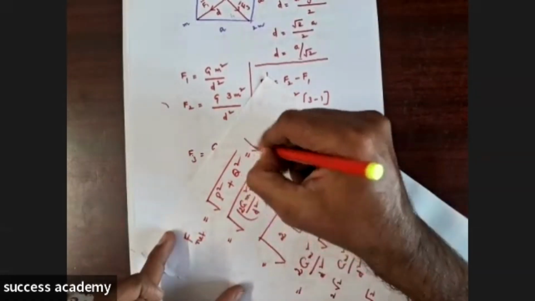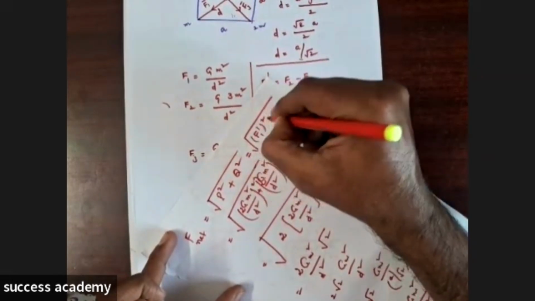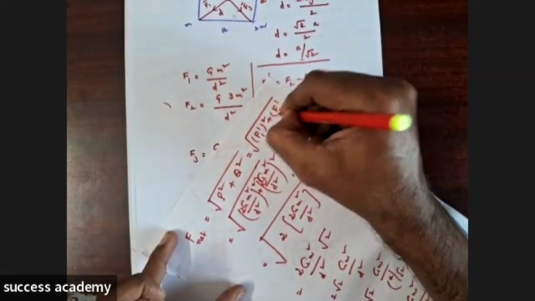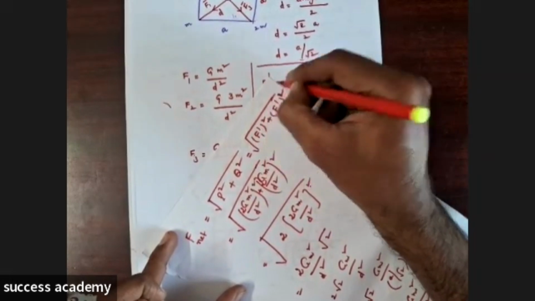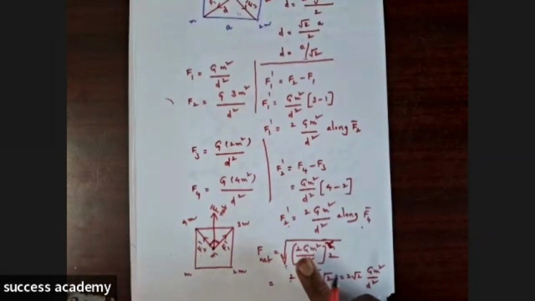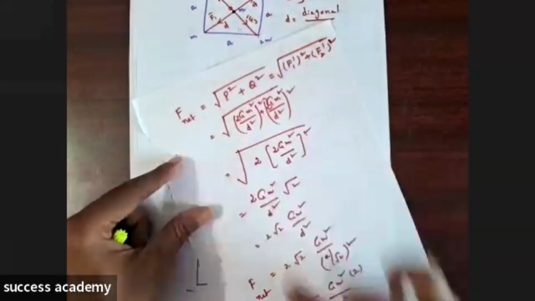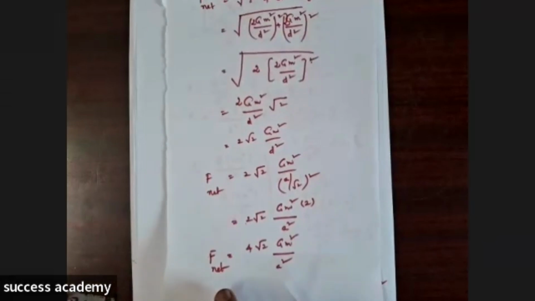Square root of p square plus q square, f1 dash whole square plus f2 dash whole square. Just substitute the f1 dash value and f2 dash value in this equation, then you will get the final answer like this.